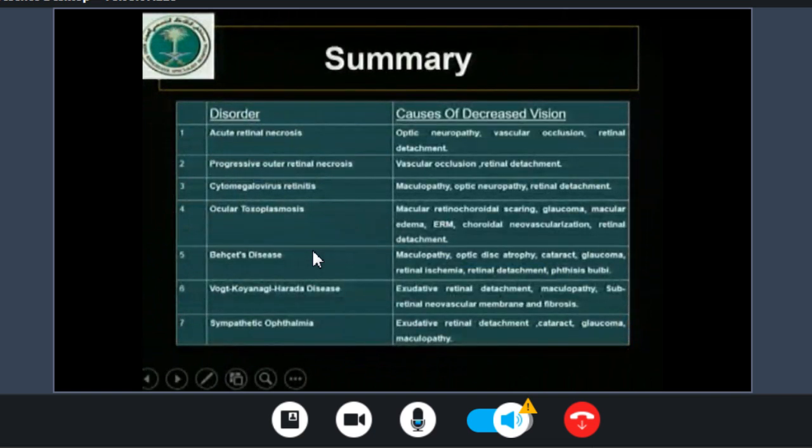So in summary, acute retinal necrosis usually leads to decreased vision, optic neuropathy, vascular occlusions, and retinal detachment. Progressive outer retinal necrosis is associated with vascular occlusion and retinal detachment. Cytomegalovirus retinitis leads to maculopathy, optic neuropathy, and retinal detachment. Ocular toxoplasmosis leads to macular choroidal scarring, glaucoma, macular edema, epiretinal membranes, choroidal neovascularization, and retinal detachment. Behçet disease might lead to maculopathy, optic atrophy, cataract, glaucoma, retinal ischemia, retinal detachment, and phthisis bulbi. VKH and sympathetic ophthalmia are marked by exudative retinal detachment in the acute stage, maculopathy, subretinal neovascularization, and fibrosis.